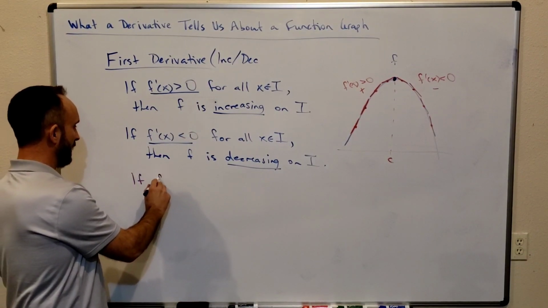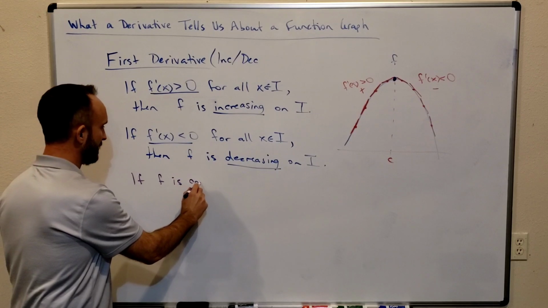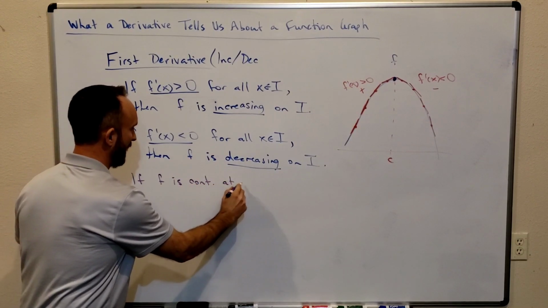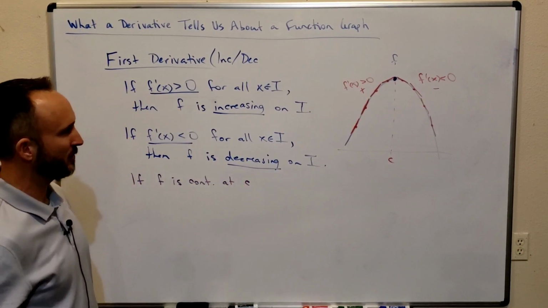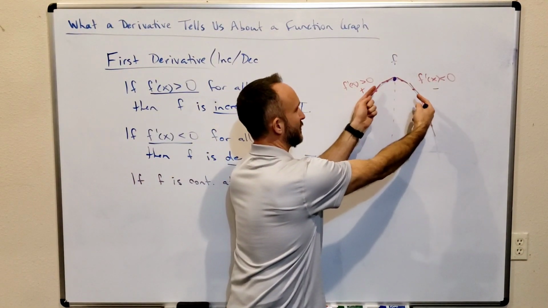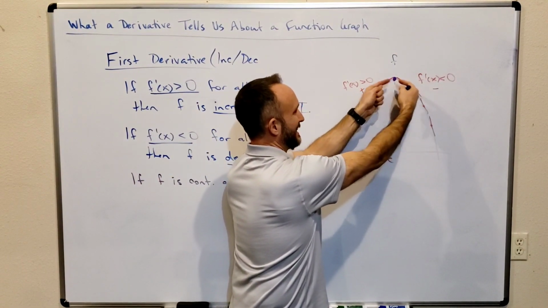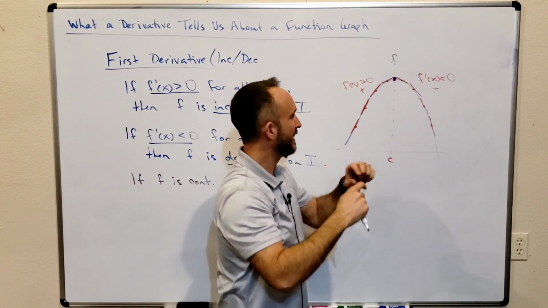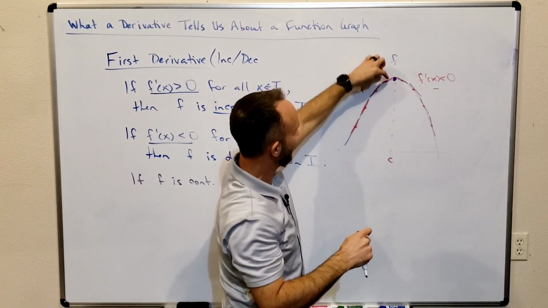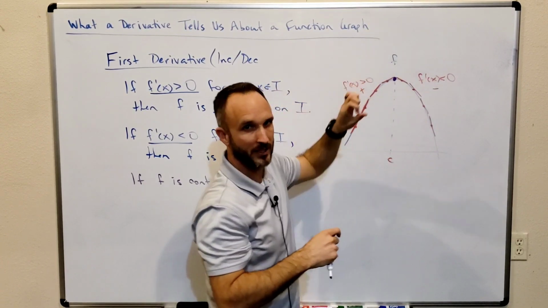If f is continuous at c, that's important, it has to be continuous, meaning both sides of the graph have to meet at c, the limit has to exist from both sides, and the actual output at c has to be here, it can't be some other random place.